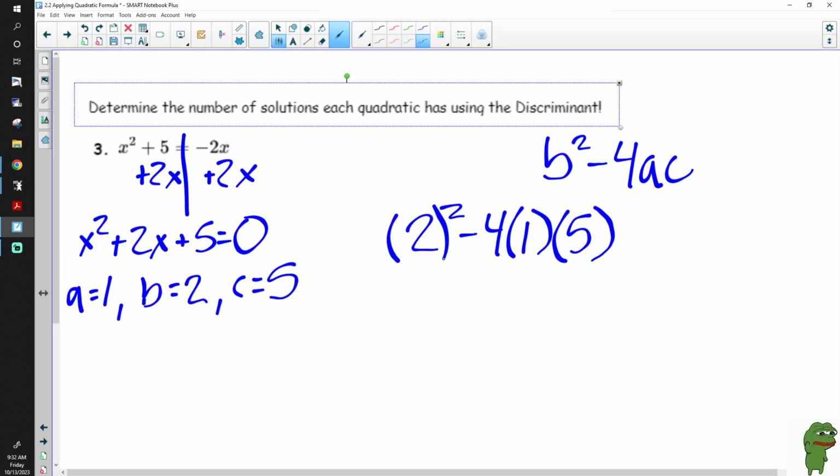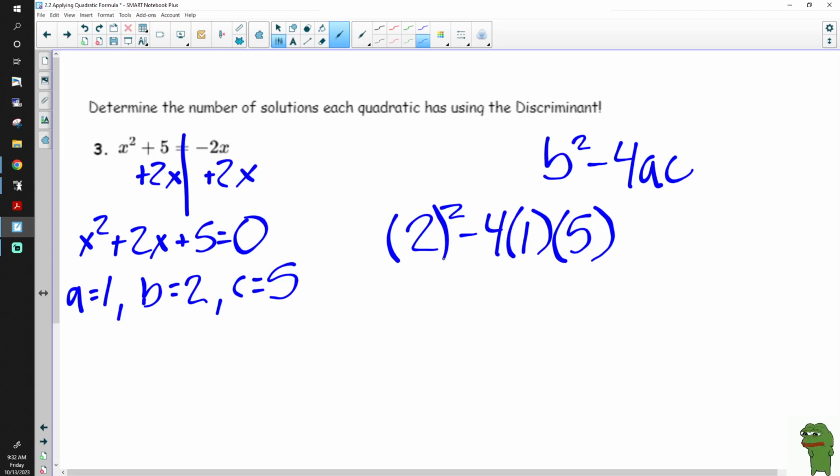Type it in. 80. Wait, even when I did put the parentheses, I still got the same answer. Yeah. Let's see if we can get everyone to get the same answer. So, this is the discriminant.